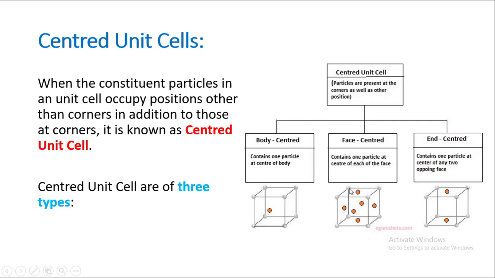Next, coming to the face centered. In face centered also, there will be 8 constituent particles at the 8 corners, and there will be 6 constituent particles, one on each face of the unit cell. And then in the end centered unit cell, there will be 8 constituent particles at the 8 corners of the unit cell, and 2 constituent particles at the opposite ends of the unit cell.